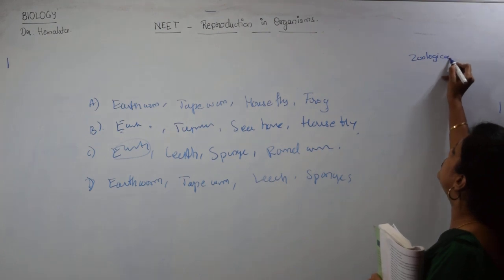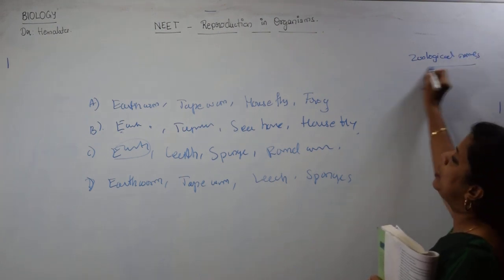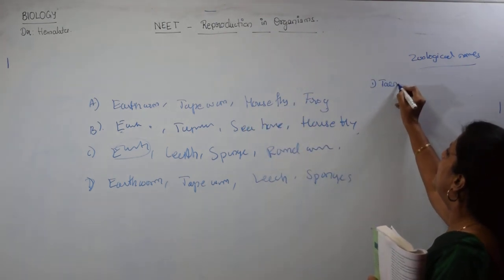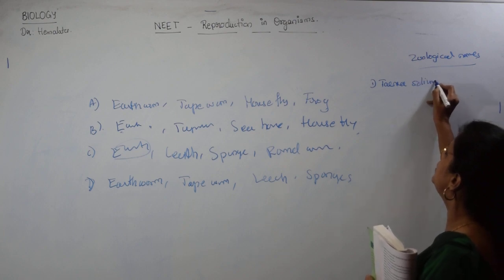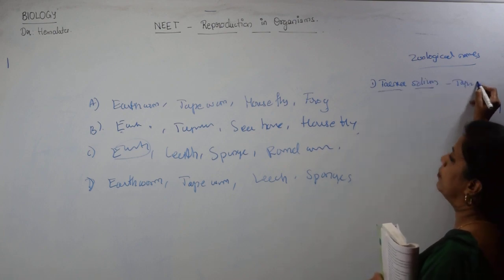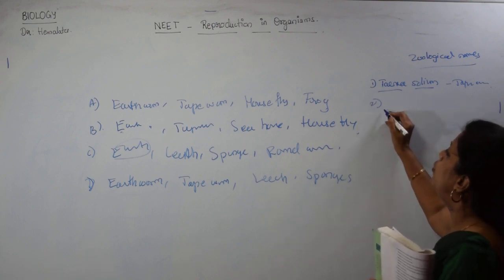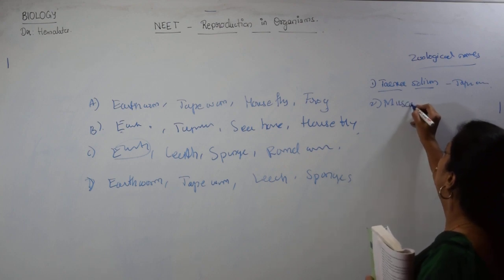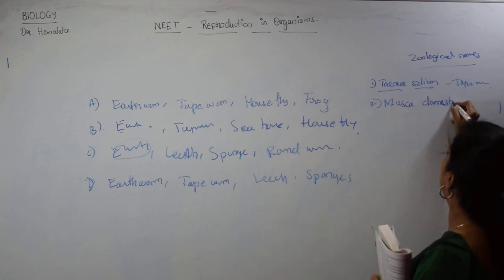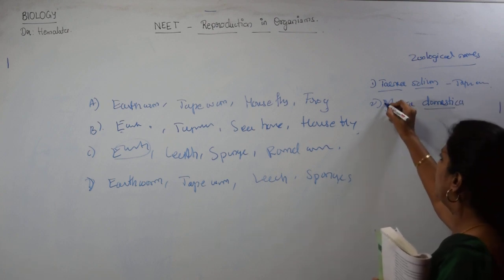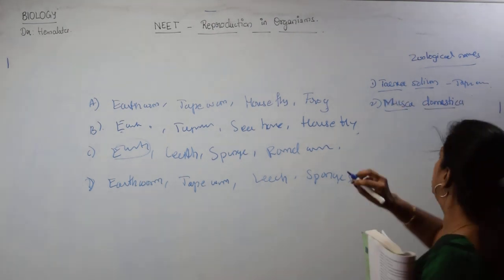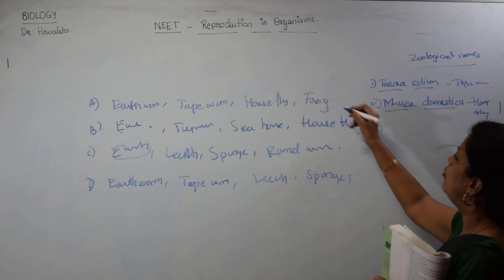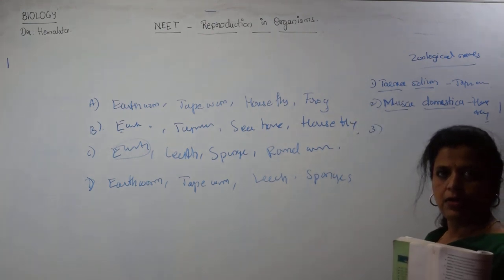Remember, zoological names are also important because sometimes they may not ask you the common names directly. Okay, for tapeworm it is called Taenia solium. Then second one is housefly. Housefly is called Musca domestica. You would have learnt this by heart if you really worked in first PUC. Then third one, frog, you already know, its name is Rana tigrina.